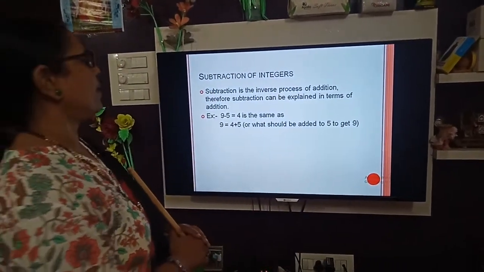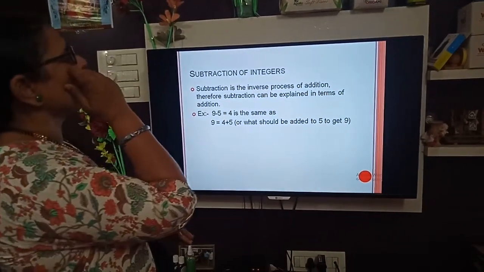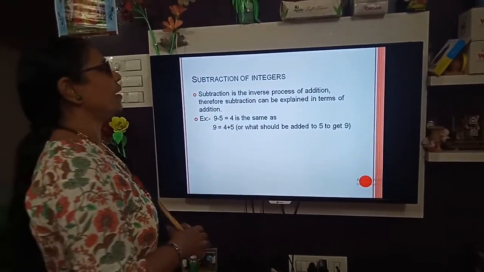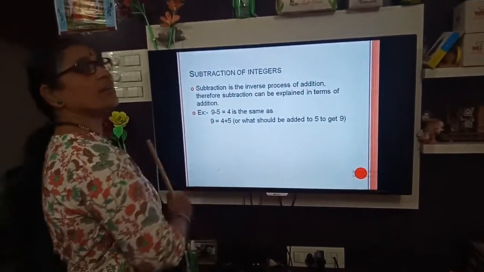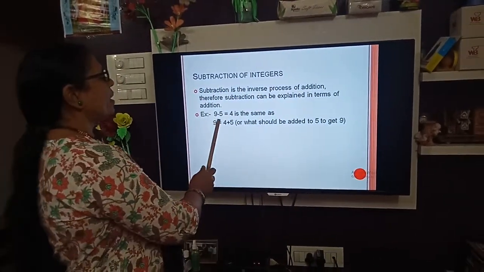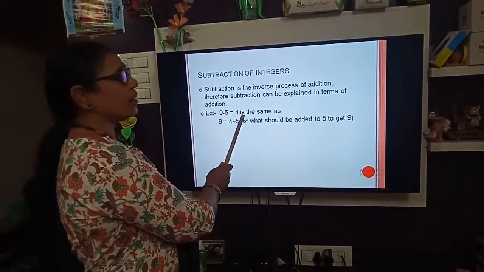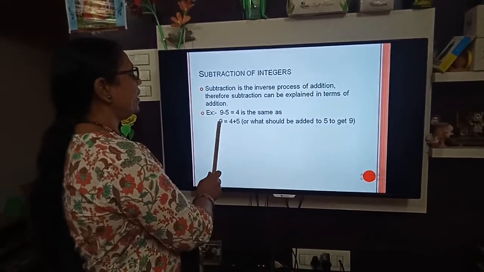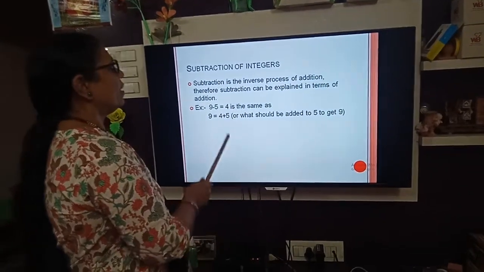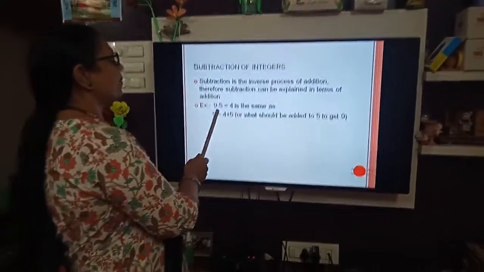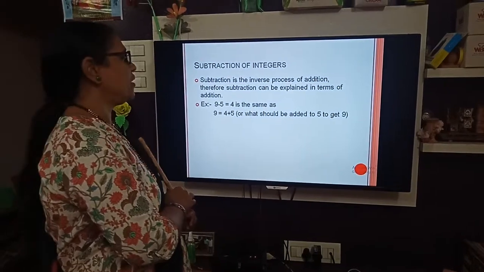See, what is subtraction? Subtraction is the inverse process of addition. Therefore, subtraction can be explained in terms of addition like this. 9 minus 5 is nothing but 4. But 9 is nothing but 4 plus 5. So, we can express subtraction in terms of addition in this way.